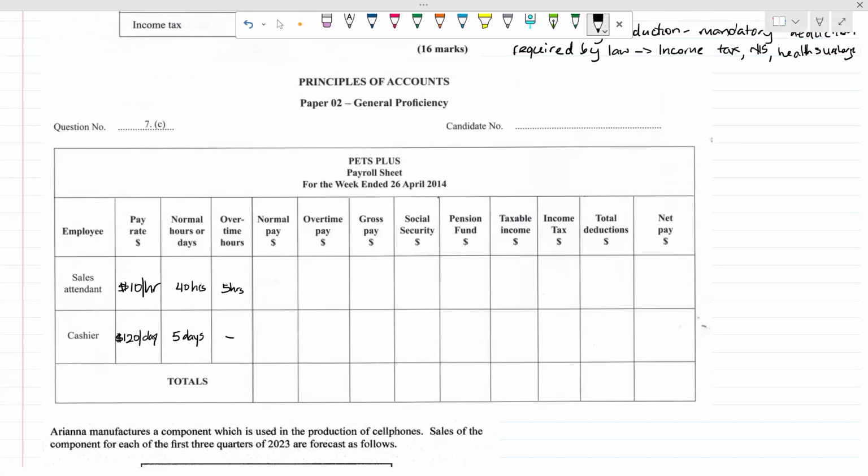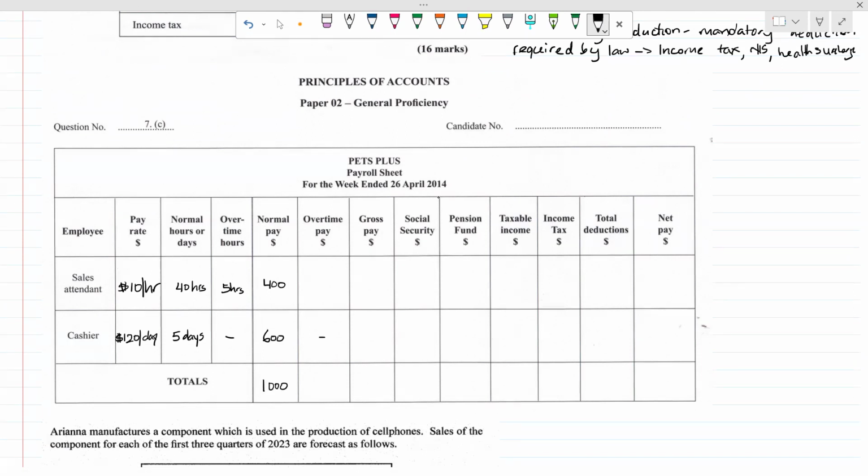So normal pay, we're going to work these things out now. 10 by 40 is, this is dollars. If you see here, these are dollars now. That's 400. Cashier, $120 per day by 5 days. How much is that? 600. Right? Overtime pay, nothing happening here. Right? Total. So you're adding as you're coming down like this too, right?